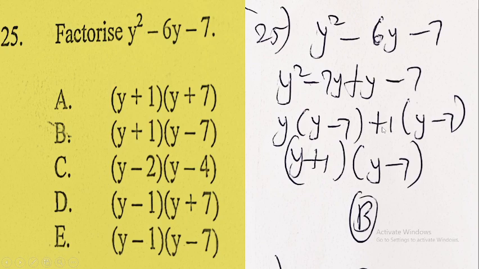Bring out the plus 1. Then we have y minus 7 also. Pick one of the brackets and bring this together, y plus 1 together. So we can see that we have y plus 1 into y minus 7. And the correct option here is option B, as you can see.